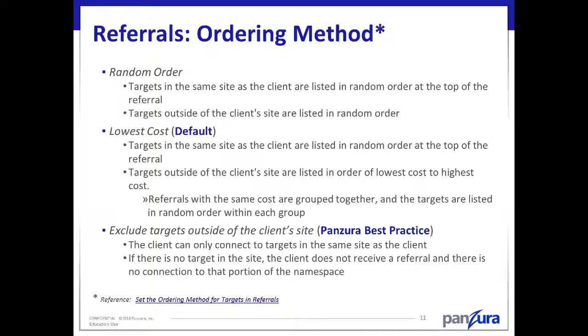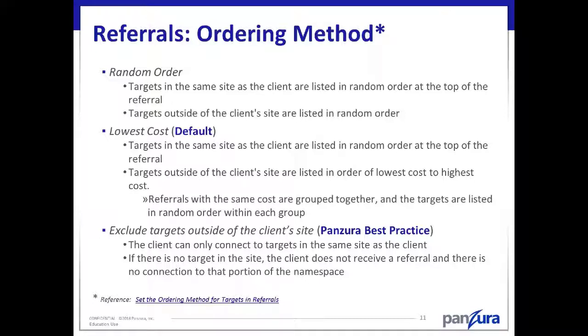So here's some ordering methods here. Now, one thing to keep in mind, all three of these ordering methods have something in common. If you have a physical target in the same local site, that's going to be selected first. What differs is how it handles the remote connections, the remote targets.